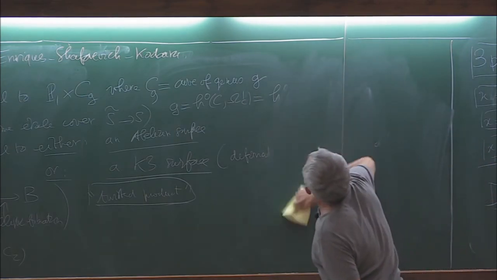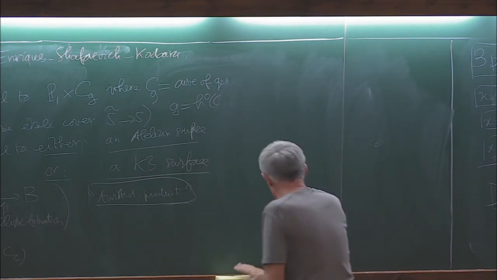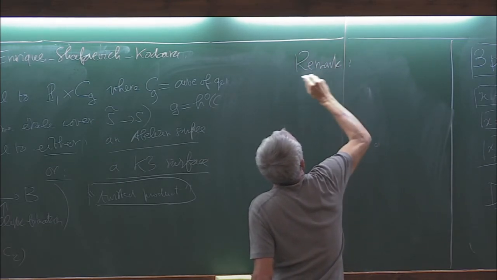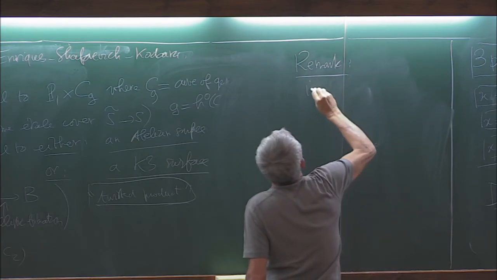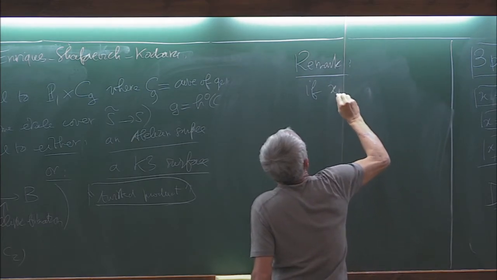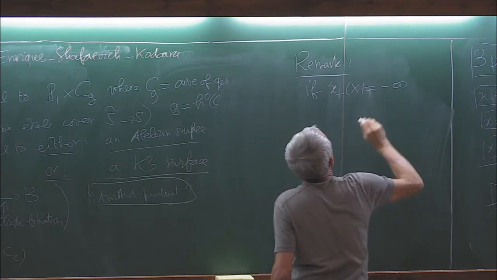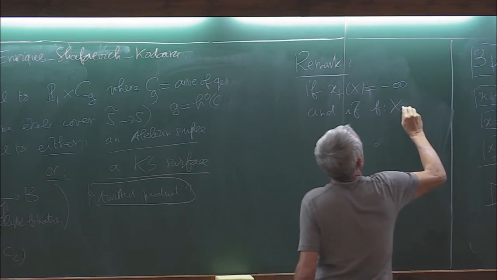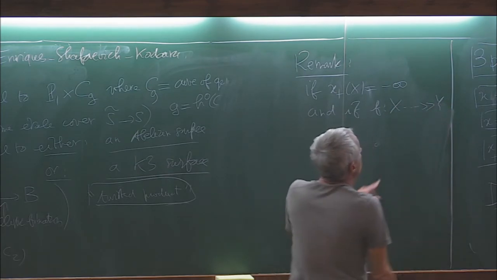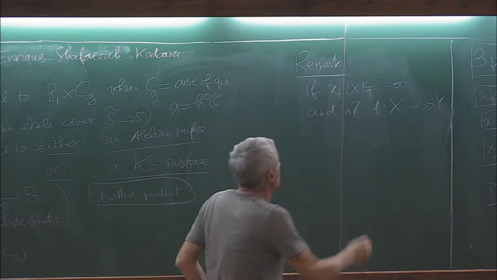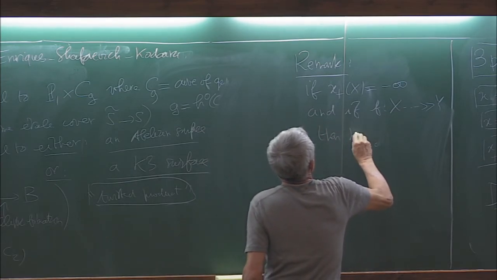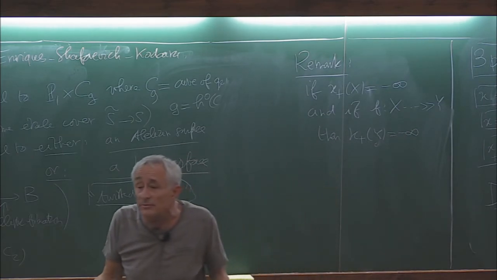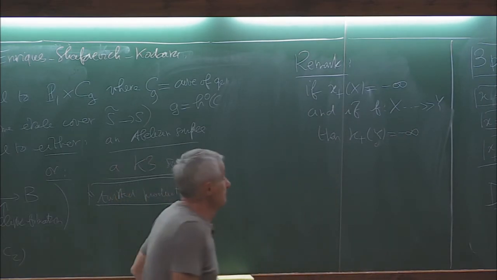So the remark, the reason is this. The remark is that if kappa plus of x is minus infinity, and if we have a map f from x to y which is dominant and rational, then kappa plus of y is minus infinity. So this is completely obvious.